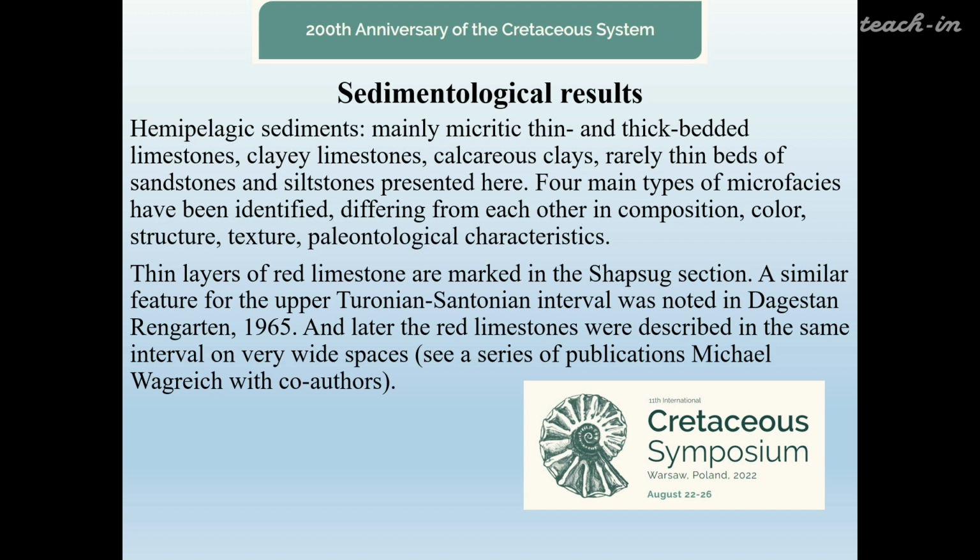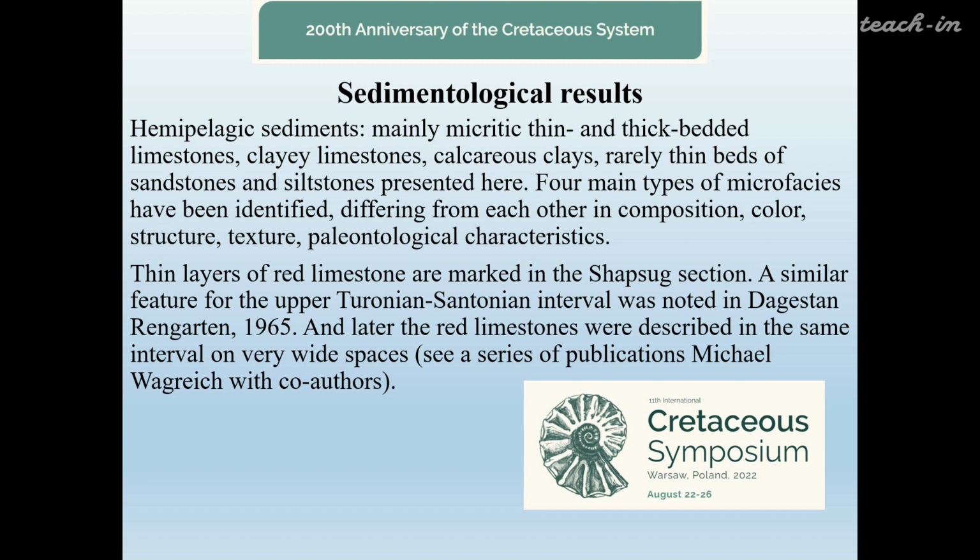Hemipelagic sediments, mainly micritic, thin and thick-bedded limestones, clay limestones, calcareous clays, rarely thin beds of sandstone and siltstones are present here. 4 main types of microfacies have been identified, different from each other in composition, color, structure, texture, paleontological characteristics. Thin layers of red limestone are marked in the Shapsuk section.